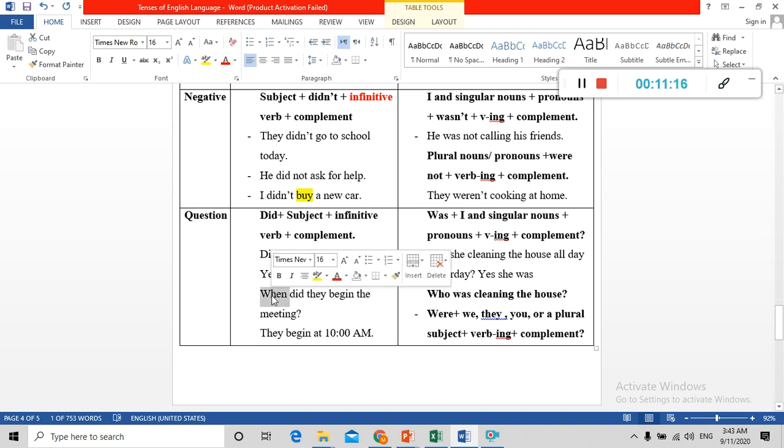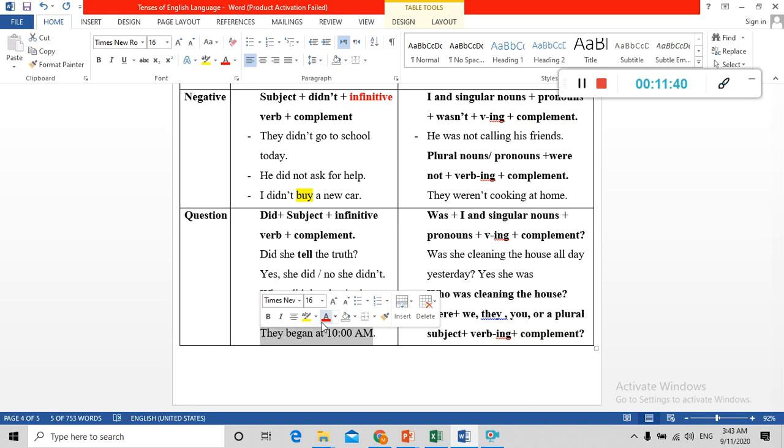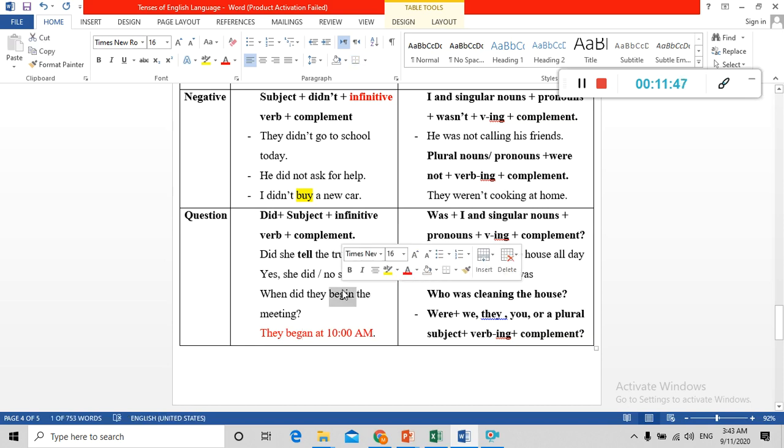Now here, question word, when did they begin the meeting? Look, here, they began the meeting at 10 a.m. The answer is in the past, but it is not a question. But because it's a question, the verb will be in the infinitive.